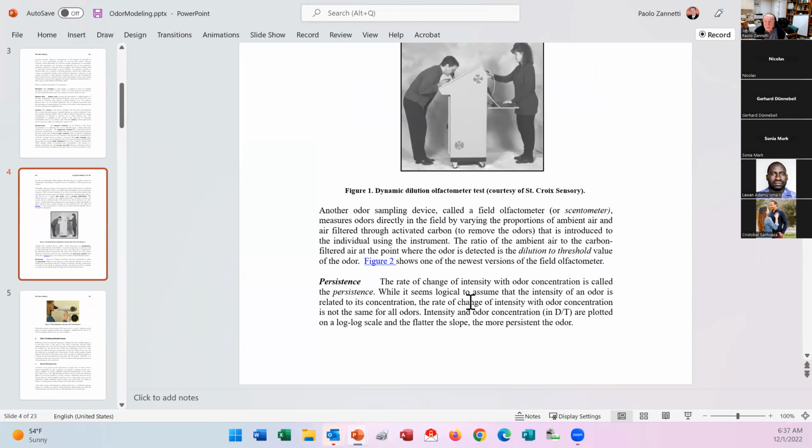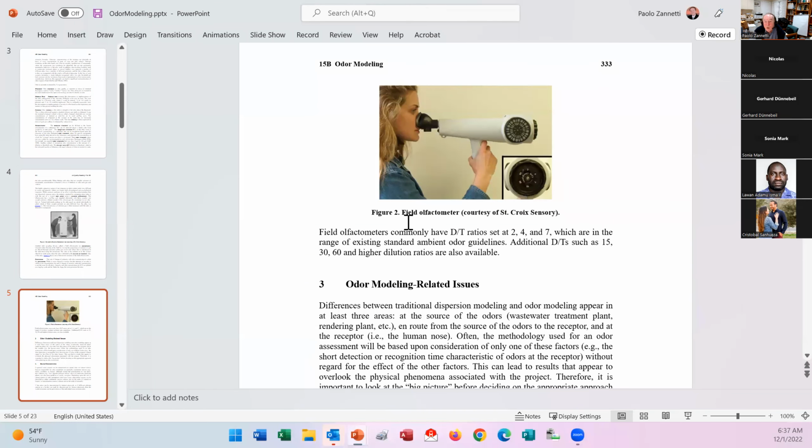There is also an instrument that you can use in the field. It's called the field olfactometer, because you can take it with you. You take this instrument to your area where people complain about odor, and when you smell an odor, you collect air inside this instrument, and then you dilute with fresh air. You dilute by a factor of 2, by a factor of 4, by a factor of 8. You continue to dilute until you don't smell it anymore.